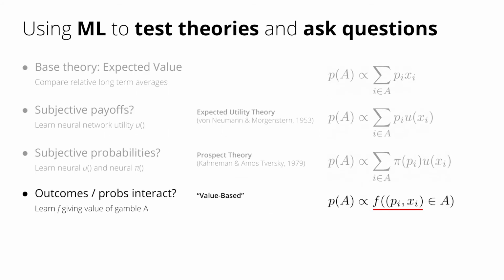Moving into less familiar territory, we explored a broader class of functions that allow outcomes and probabilities within a gamble to interact nonlinearly. In particular, a neural network maps from all parameters of a single gamble with outcomes and probabilities together to the probability of choosing that gamble. We call this model class value-based, since it computes a gamble's value in an unconstrained way.